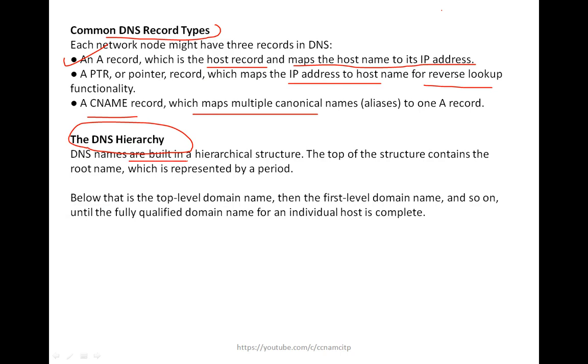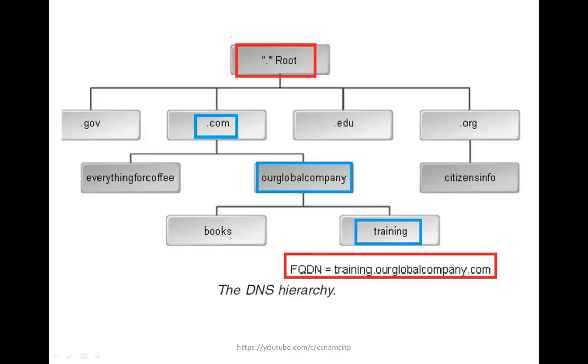DNS names are built in a hierarchical structure. The top of the structure contains the root name, which is represented by a period. I will show you what that means. Let me move to that. So this is what I'm talking about here. This one is your root domain name, or root server. It is represented by a dot, and apart from that you can use .com, .edu, .org, .gov, something like that.